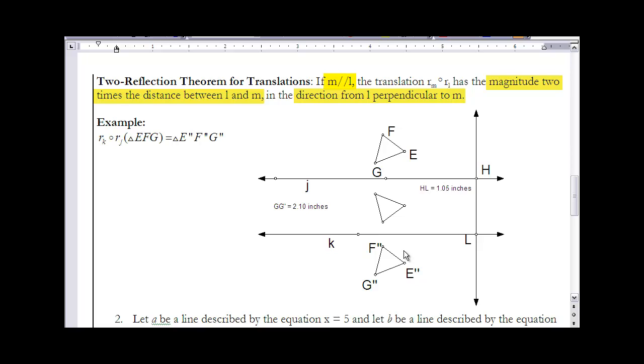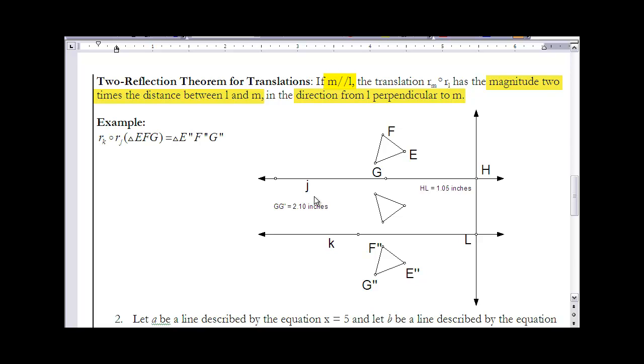Okay? Now, the two reflections theorem for translation tells us this, that if the distance between these two lines, which we can measure with HL, is 1.05 inches, then the distance that the figure moves, and we can measure that from G to G double prime, or from F to F double prime, or from E to E double prime, that distance is going to be double this distance, which is 2.10 inches.